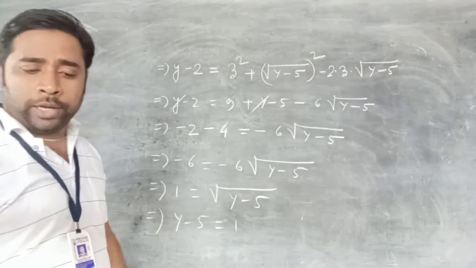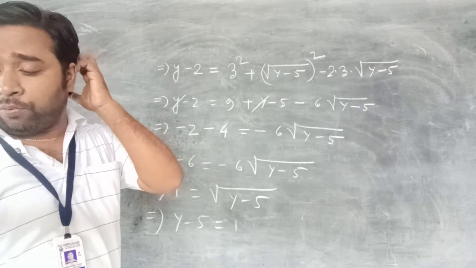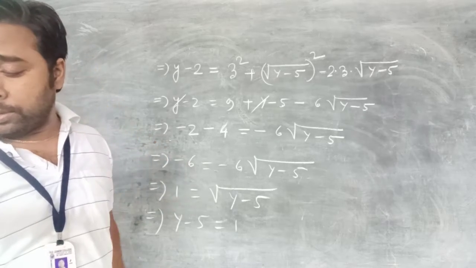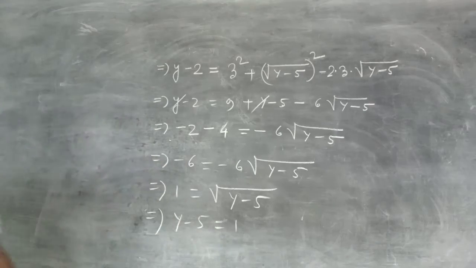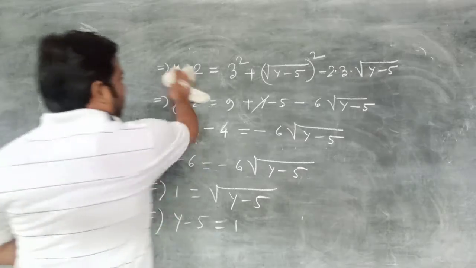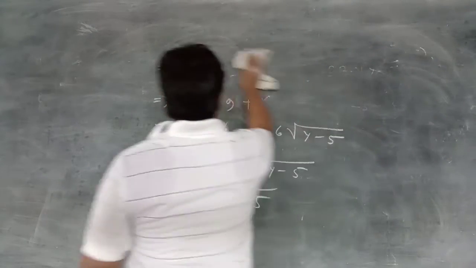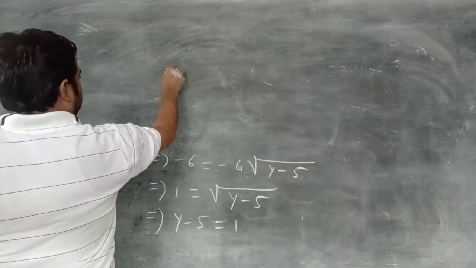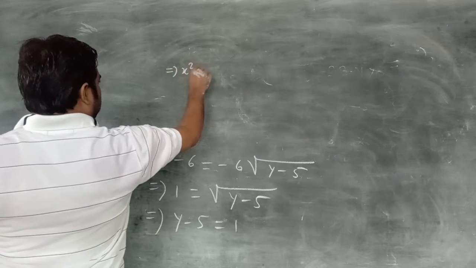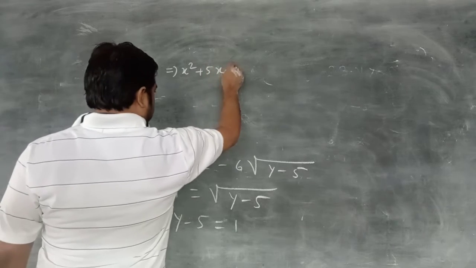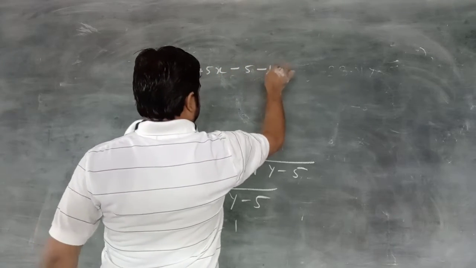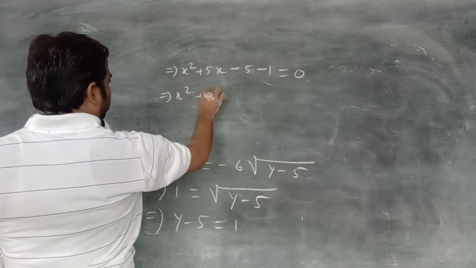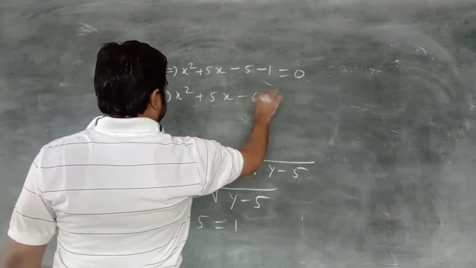Now put the value of y, because in the beginning we considered the value of y. What is the value of y you considered? We considered that the value of y is x square plus 5x. So in place of y you put x square plus 5x. So this is x square plus 5x minus 5, and this one is shifted, so this is 0. So how much are we getting? x square plus 5x minus 6 equal to 0.